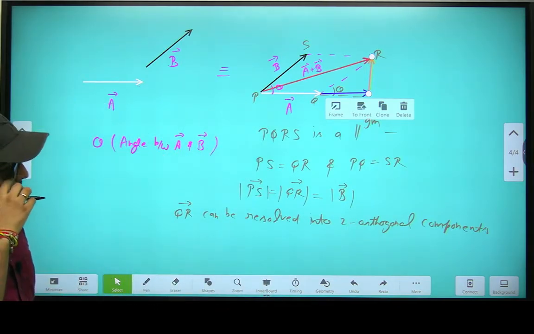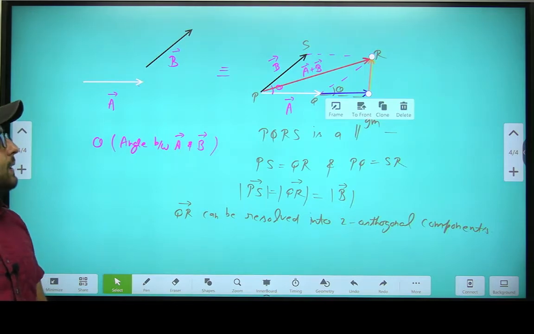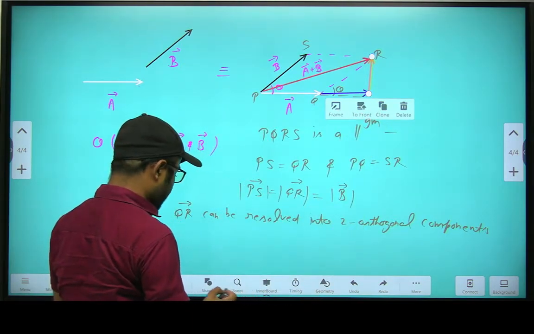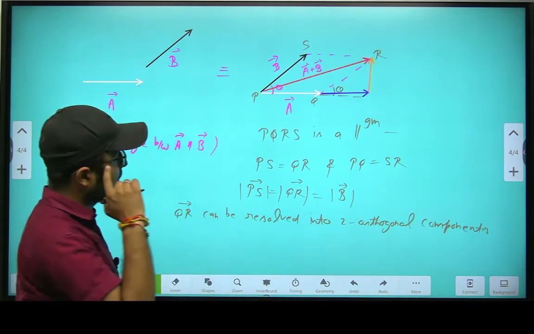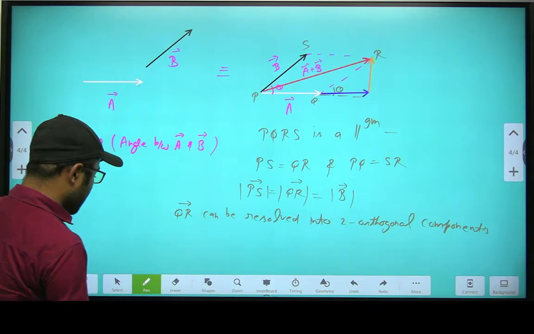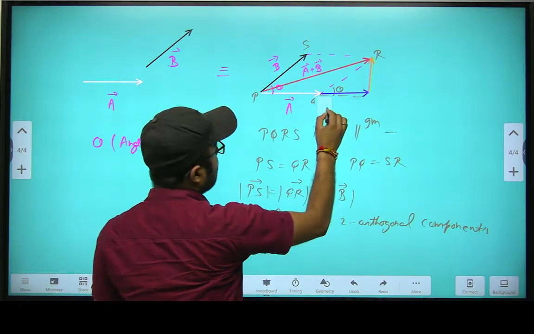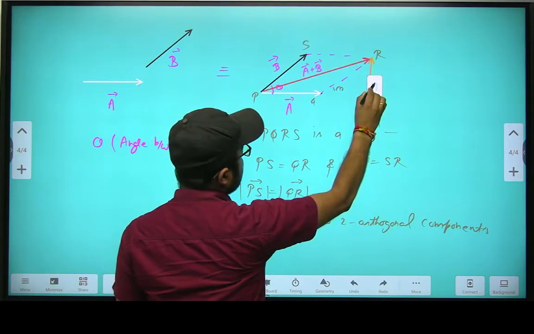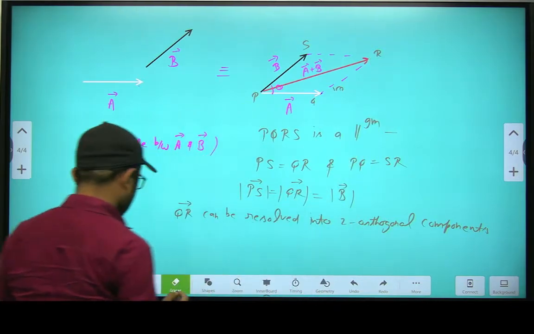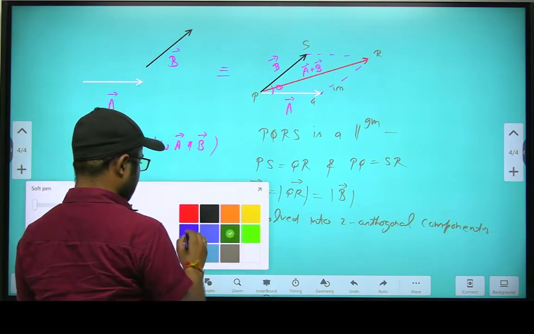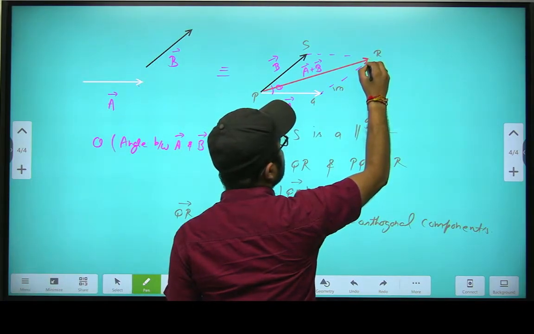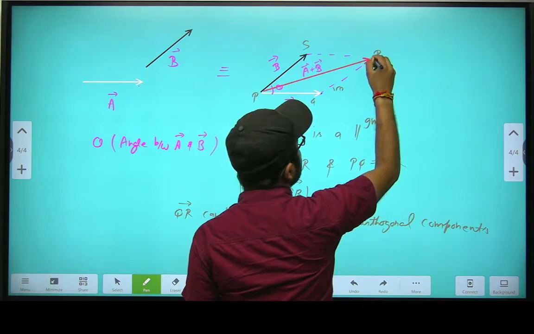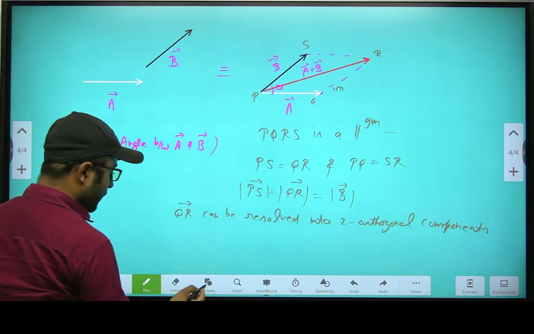Now, I need to redraw it slightly, because this line is not quite parallel, so the diagram does not look fine. I will redraw it.